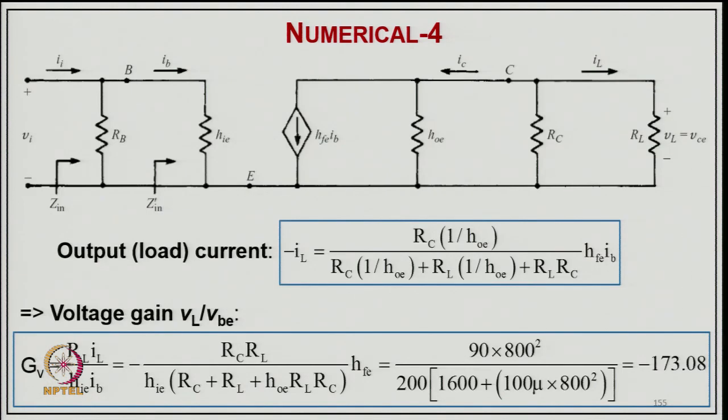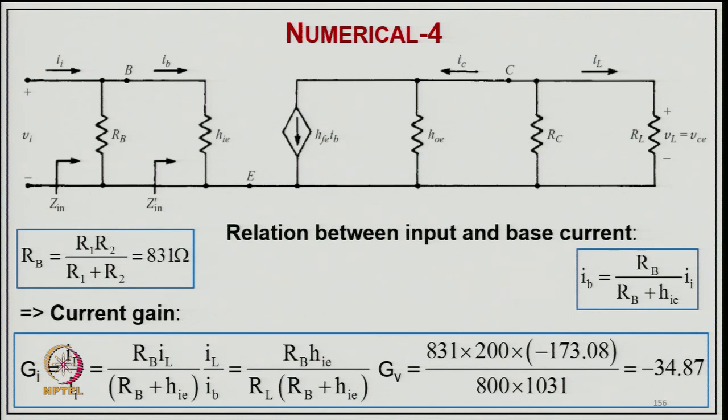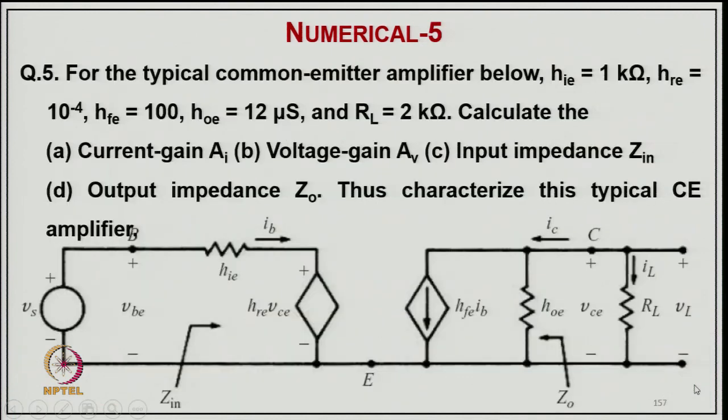So, in this equivalent circuit, putting the value here of this IL, so you get typically RL here, and then the voltage gain, putting in this equivalent from here. So you will get, putting all the parameters here including the load resistance, minus 173.08, and again putting the value in IB, all these. So RB, that biasing, typically comes at 31 ohm, and from this relation you can find out IB. So current gain IL upon Ii you can find out from this, putting all values you get minus 34.87.